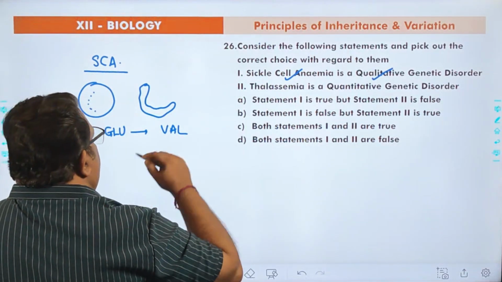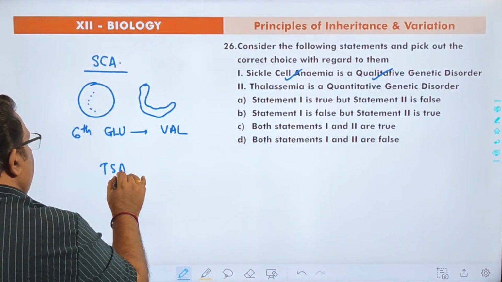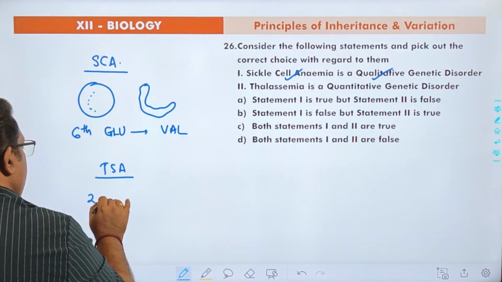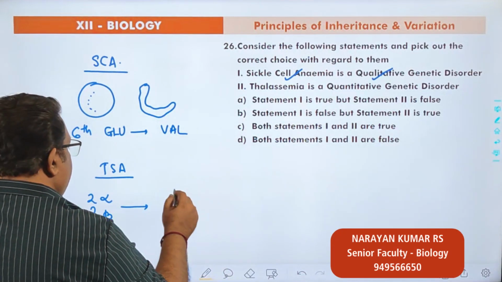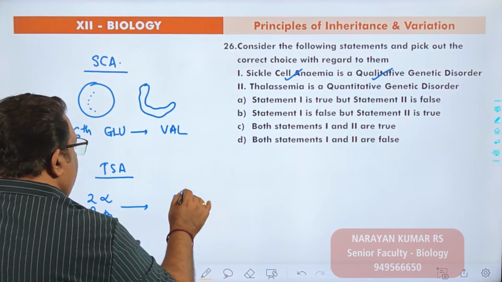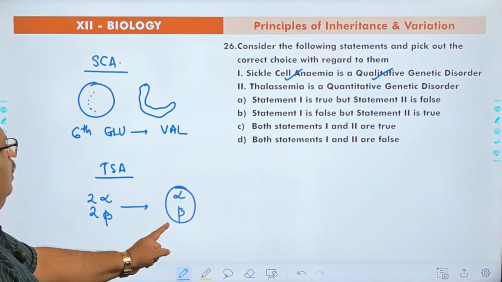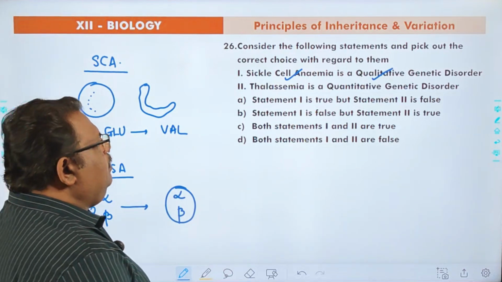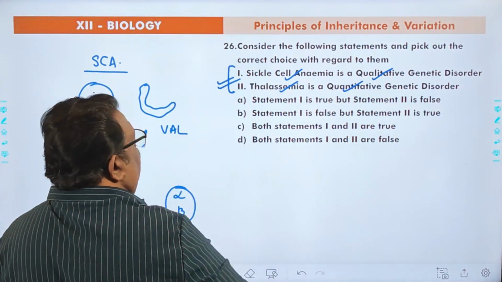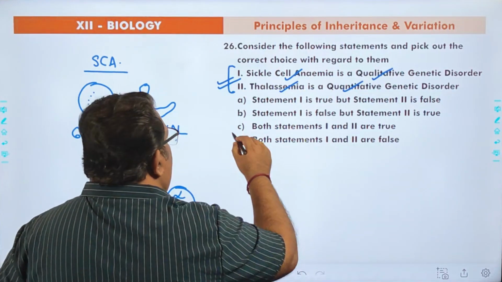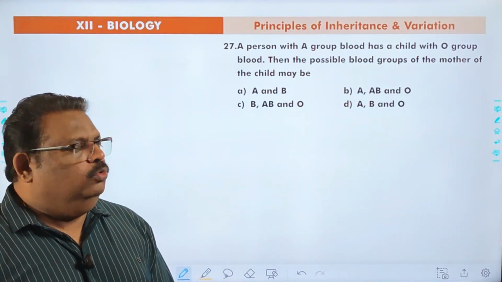But in thalassemia, in normal hemoglobin there are 2 alpha chains and 2 beta chains. But in thalassemia, there is a reduction in the number of alpha and beta chains. So there is a quantity decrease, it is quantitative, but here it is qualitative. So thalassemia is a quantitative genetic disorder. That also is. So both statements 1 and 2 are true. Answer is C.